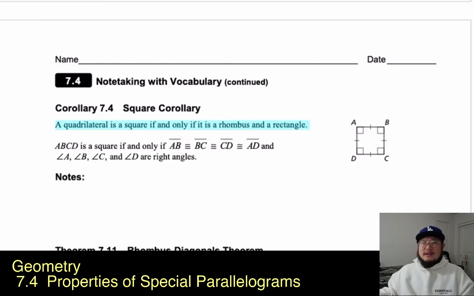You can look at the diagram right there, and you can see all sides are congruent, and we got ourselves 4 right angles. Okay? In a parallelogram, opposite sides are congruent as well. So therefore, you see those characteristics right here in a square.